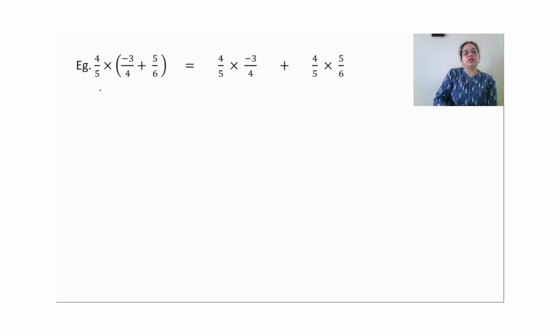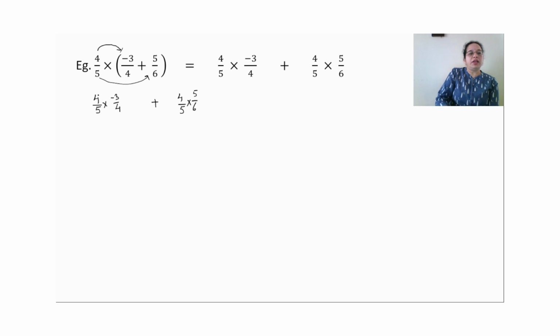So first we will solve this left hand side part. I am explaining this property with the help of one example. So here we will multiply these two numbers. So this will become 4 upon 5 multiplied by minus 3 upon 4. Then which sign is there? Plus, and then again multiply these two rational numbers. So 4 upon 5 multiplied by 5 upon 6. Here you have observed that I have kept some space before plus and after plus. So while writing you also do the same thing so that there will be no confusion with the numbers.